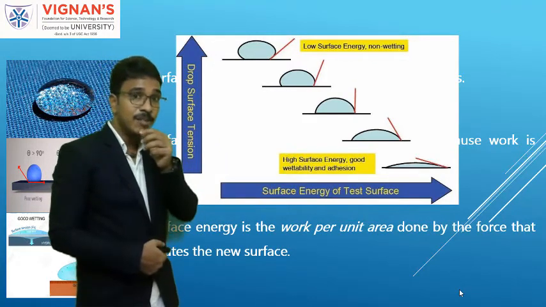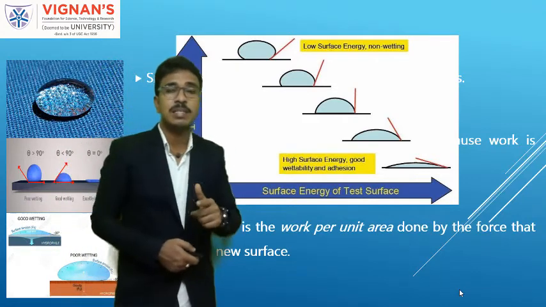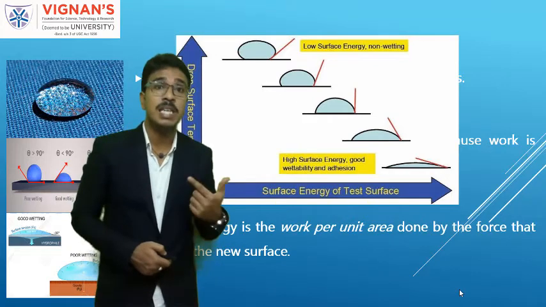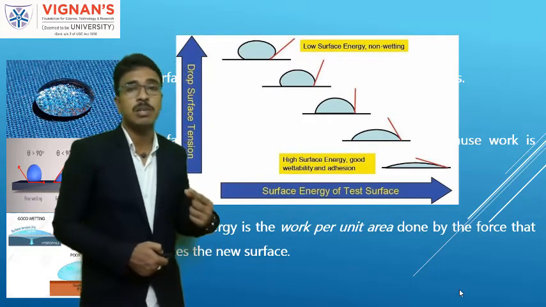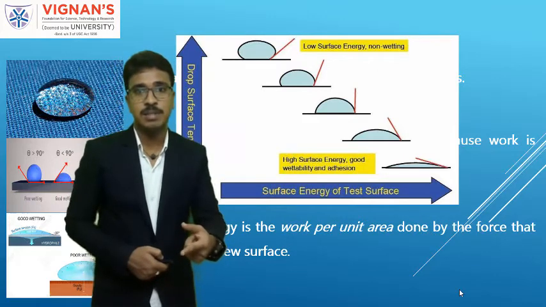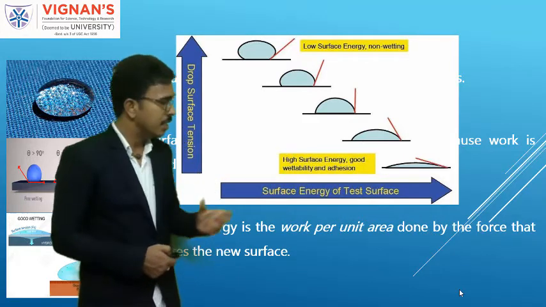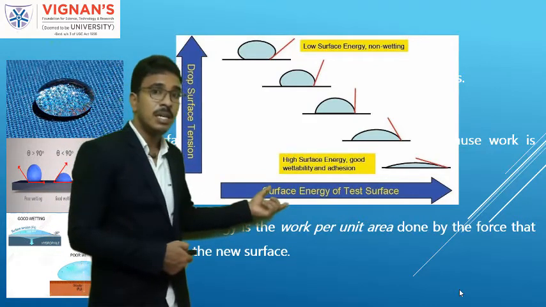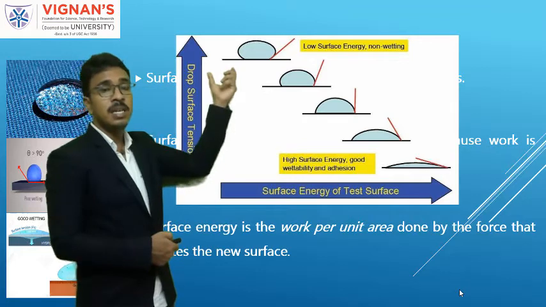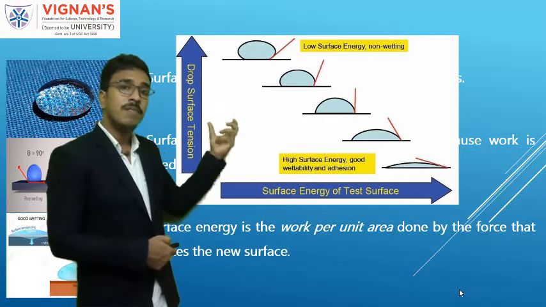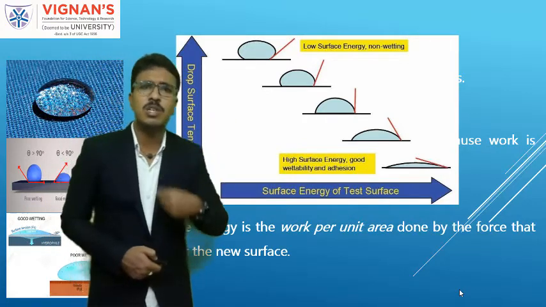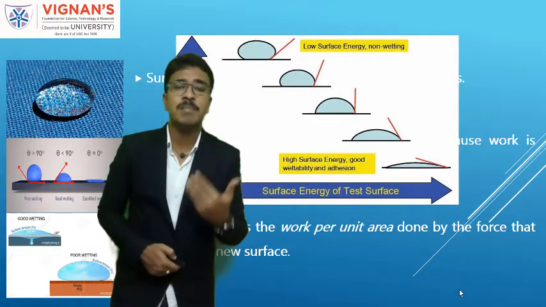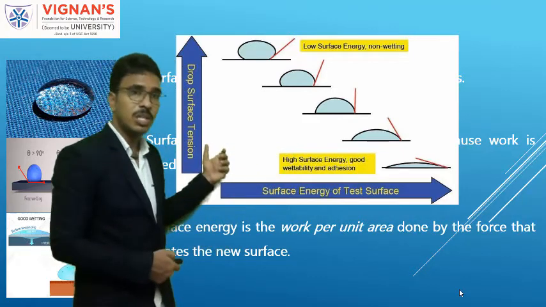When it comes to solids, we are talking about surface energy. When it comes to liquids, we are talking about surface tension. So you need to remember this. Understand? Now on the x-axis we have the solid surface energy, and on the y-axis we are taking the drop surface tension. The drop may be a liquid, it may be water, or it may be oil. For example, here we can take it as a water droplet.